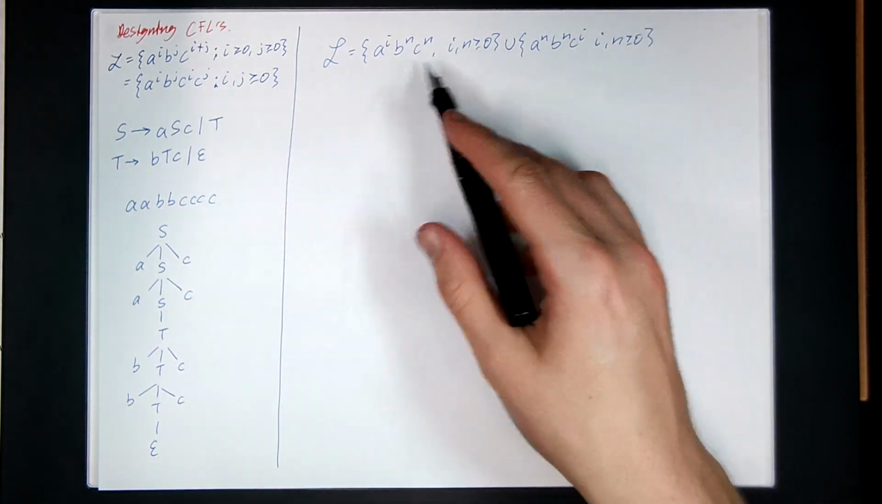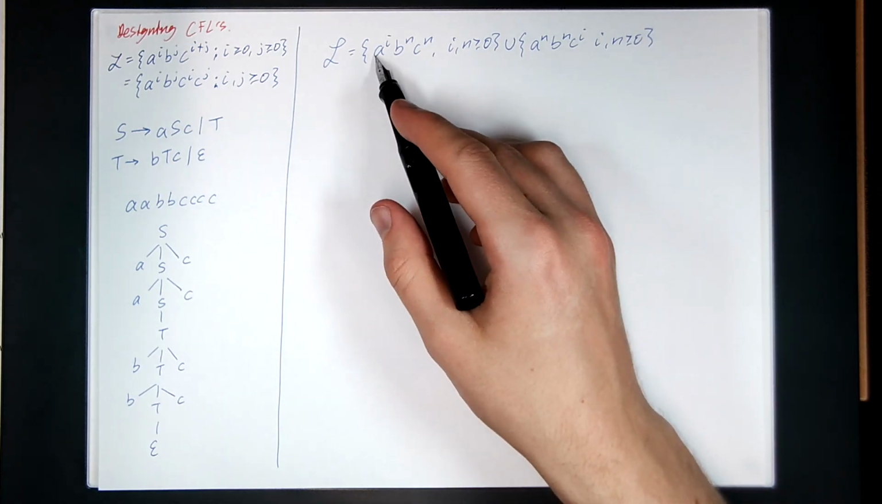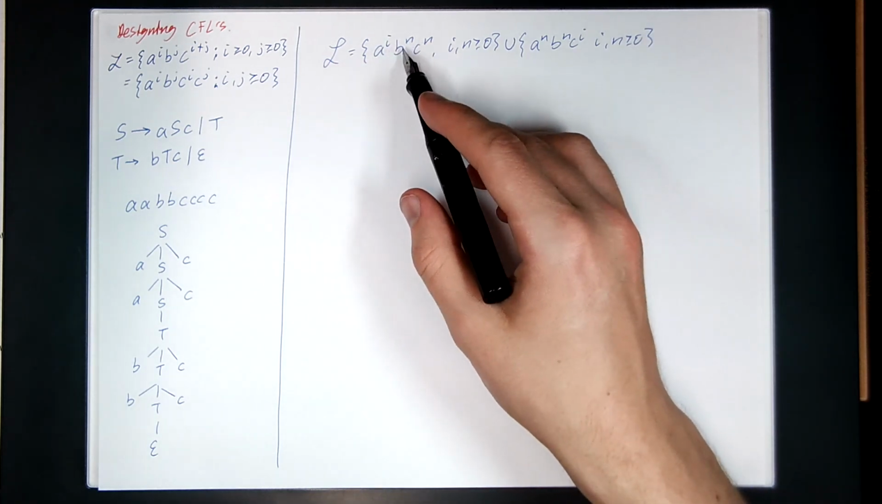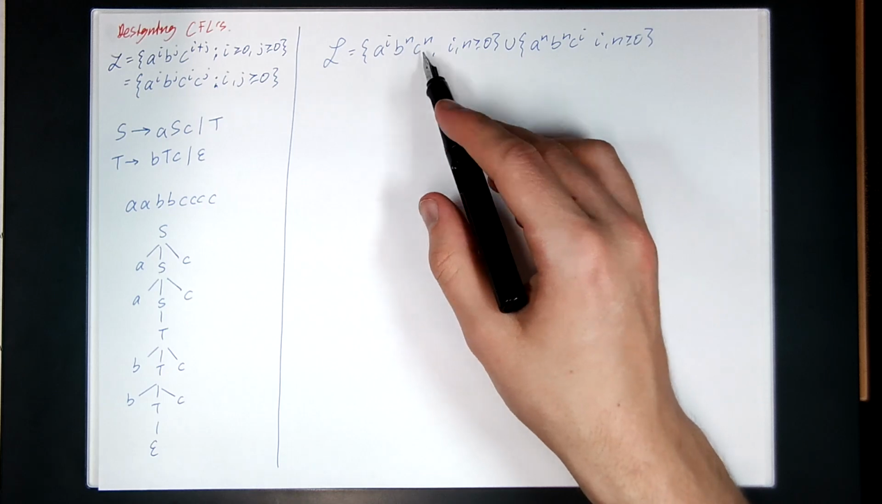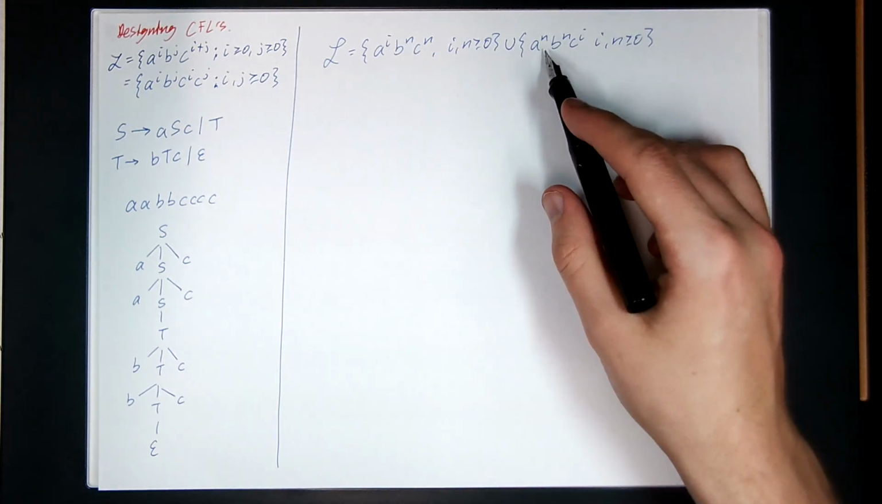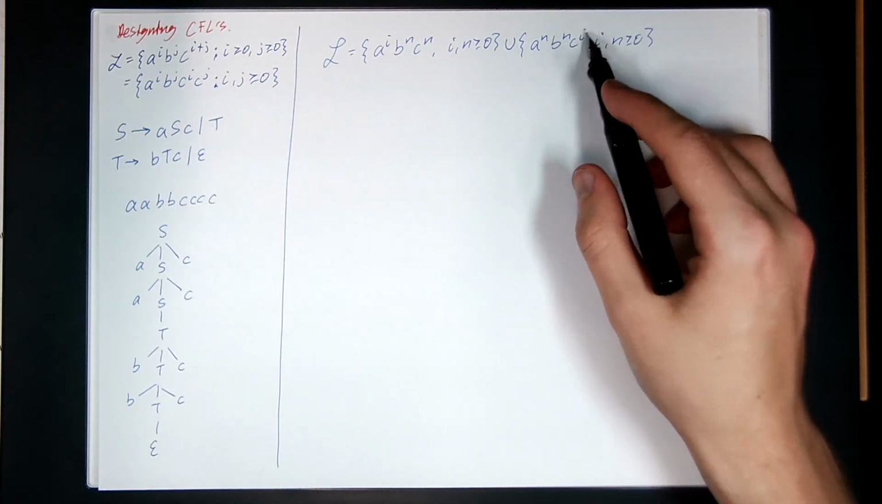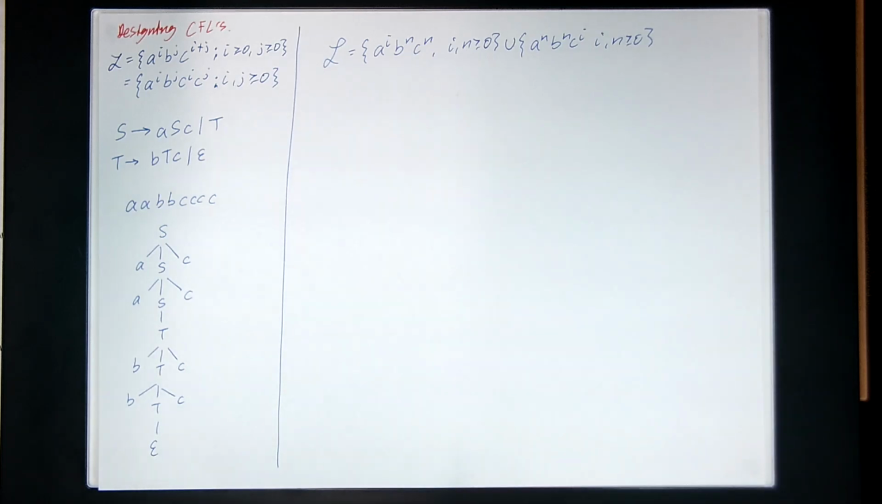So it's the union of these two sets. So it's either some number of A's followed by B's followed by C's, where the number of B's and C's are the same, or the same number of A's and B's followed by any number of C's. So have a go at that, and I'll do the solution in a moment.